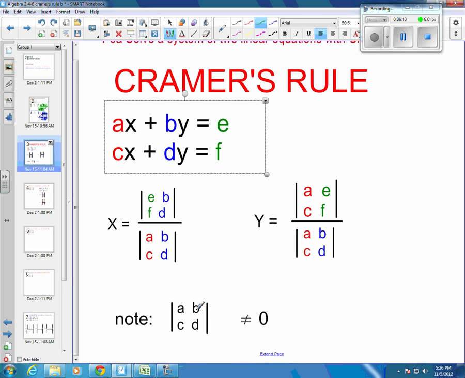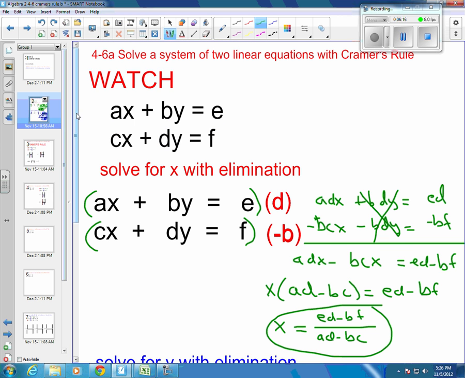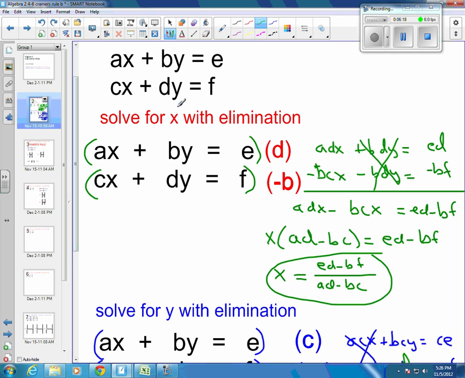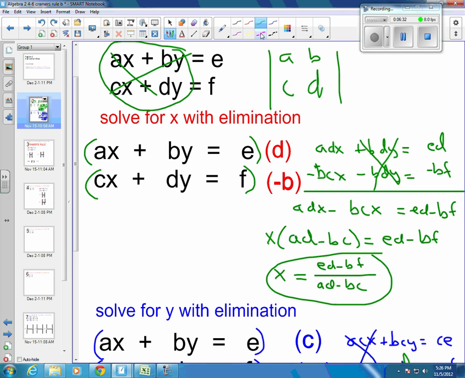And notice AD minus BC cannot be equal to 0 because you can't divide by 0. So it's just a little side note. The AD minus BC again comes from this A, D, C, B when you multiply your diagonals. If you were to write this as a matrix, right, we have our AD and our CB, AD minus CB.